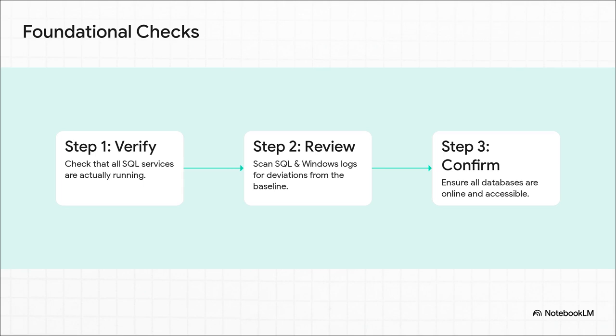First, are the SQL services even running? I know, it sounds basic, but a small hiccup here can send massive ripples through the whole system. Next, they dive deep into the error logs for both SQL and for Windows. The real art here isn't just seeing a big red error message. It's about spotting anything that looks even a little bit different from normal. And finally, are all the databases actually online? Because if a core database is offline, the business is, for all intents and purposes, closed.